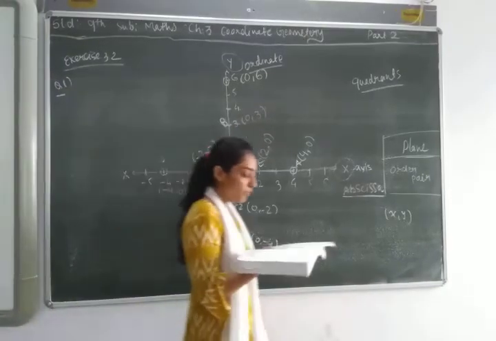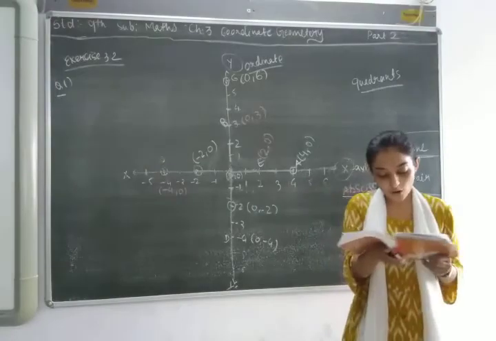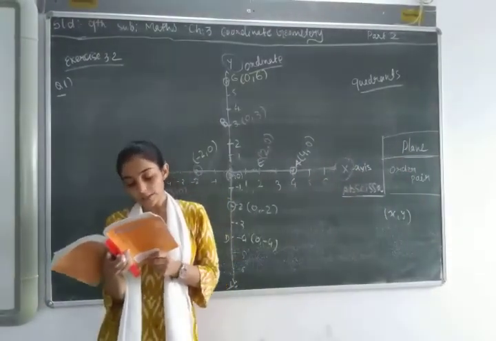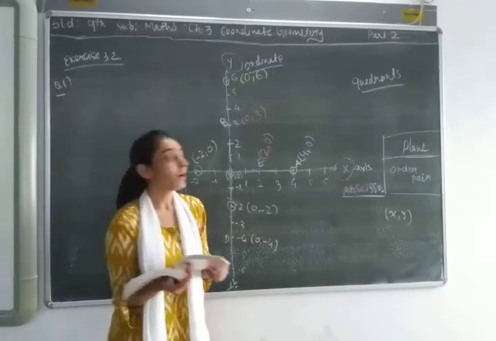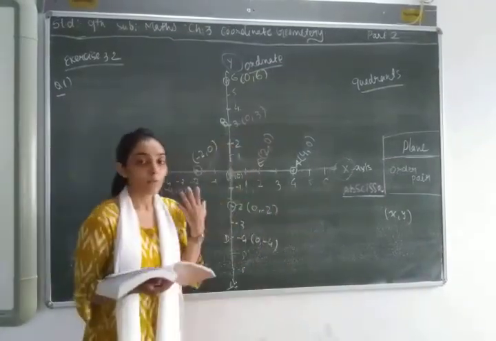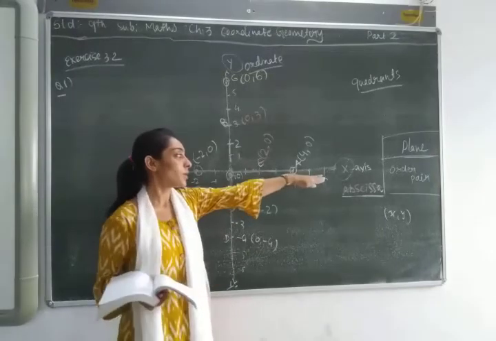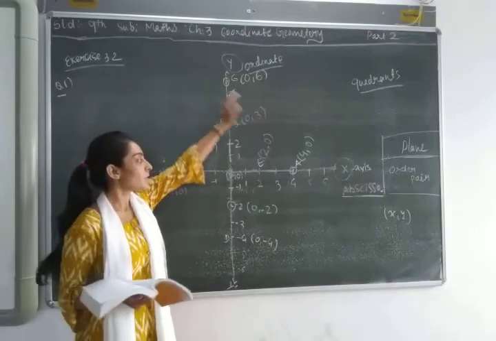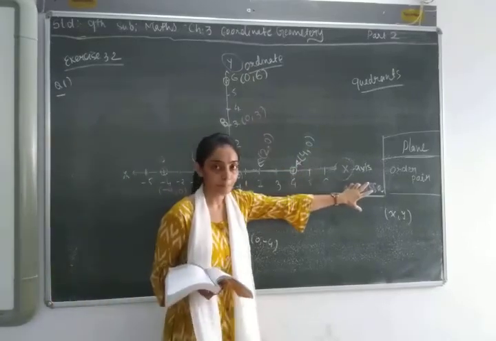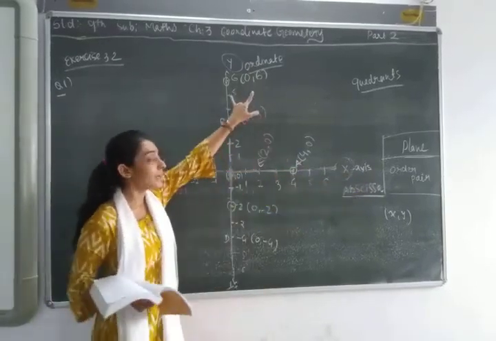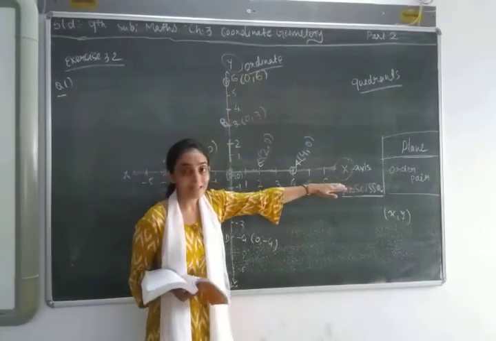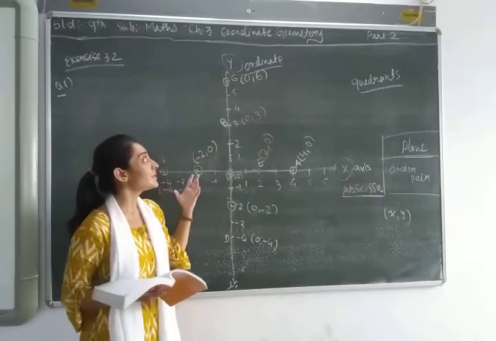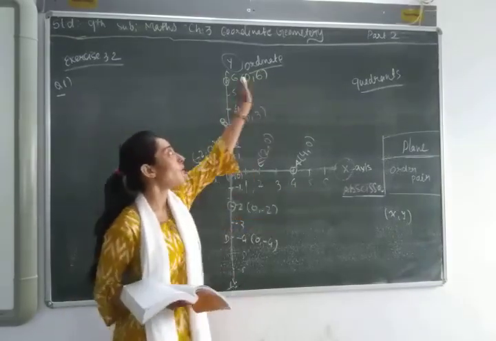What is the name of horizontal and vertical line drawn to determine a position of any point in a Cartesian plane? Okay, vertical line and horizontal line. This one is the axis and this one is the ordinate. So you can write axis and ordinate, or else you can write x-axis or y-axis. So the answer is x-axis, y-axis, or else axis and ordinate. Okay.